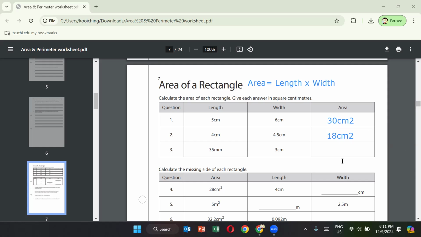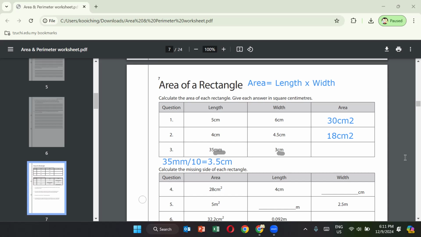And then for the third question, the length is 35 millimeters and the width is 3 cm. So by seeing the units, there is a difference. One is millimeters and one is centimeters. So we need to convert them into the same unit so that we will get the accurate area. So I will be choosing 35 millimeters. To convert millimeters to cm, we will need to divide by 10, which will be equal to 3.5 cm.